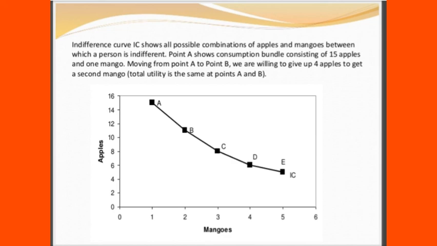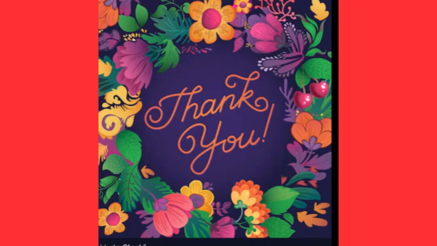So as we consume more and more mangoes, we have to reduce our consumption of apples. So here we can see the different points A, B, C, D and E give the consumer the same level of satisfaction.